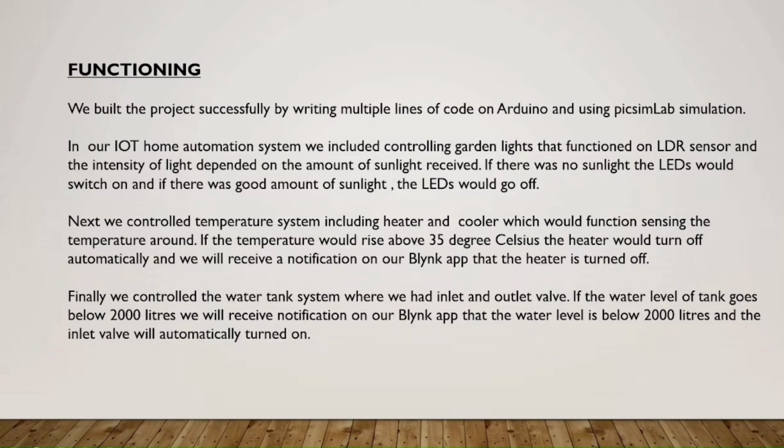Next, we controlled a temperature system including a heater and cooler, which would function by sensing the temperature around. Then finally we controlled a water tank system where we had an inlet and outlet valve. If the water level of the tank goes below 2000 liters, we will receive a notification on our Blynk app that the water level is below 2000 liters, and the inlet valve automatically turns on.